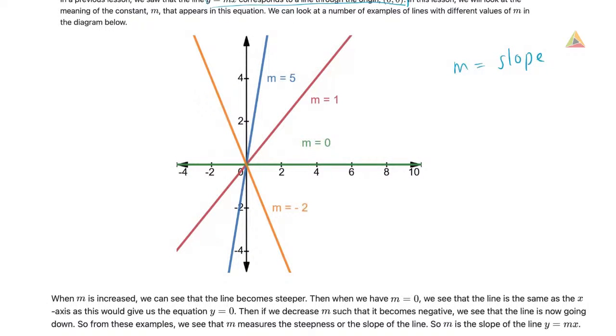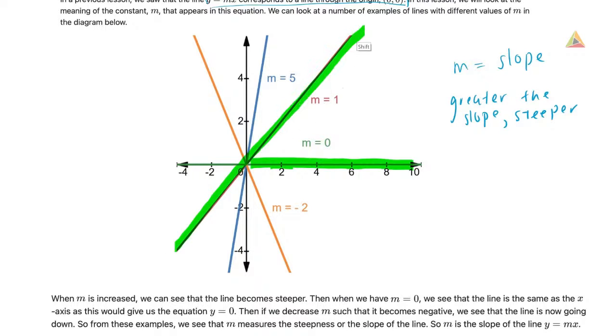Now, the higher or the greater the slope, the steeper the line. Now, we'll just show that. If we look at m equals 0, it's not really a slope there at all, it's just going on a straight line. This is where you have a slope of 1. So there's a certain level of steepness there. Where you have m equal to 5, that's a lot steeper again. And then you have m equal to -2. You can see that the slope is decreasing here in this case.